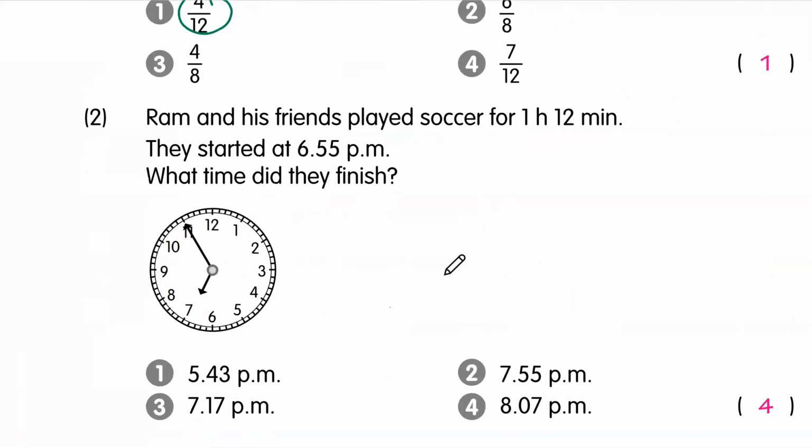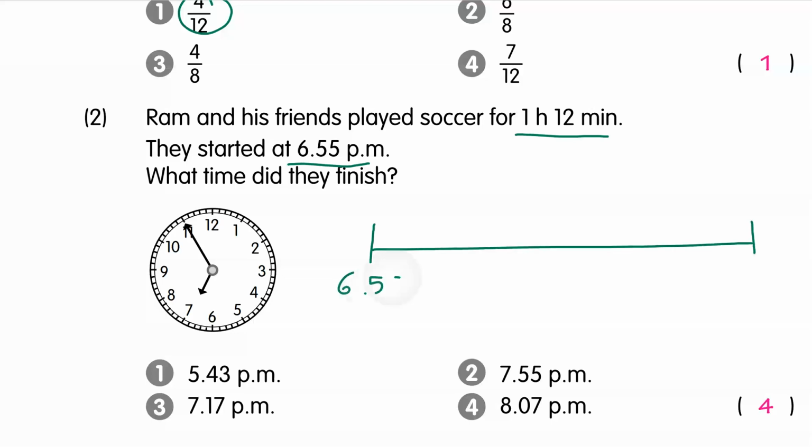Okay, Ram and his friends play soccer for 1 hour and 12 minutes. So 1 hour and 12 minutes, there is this duration, and there is the time. Started at this, draw a timeline, 6:55 over here PM. Okay, 1 hour later will be 7:55 PM, right? And 12 more minutes over here. What time is that?